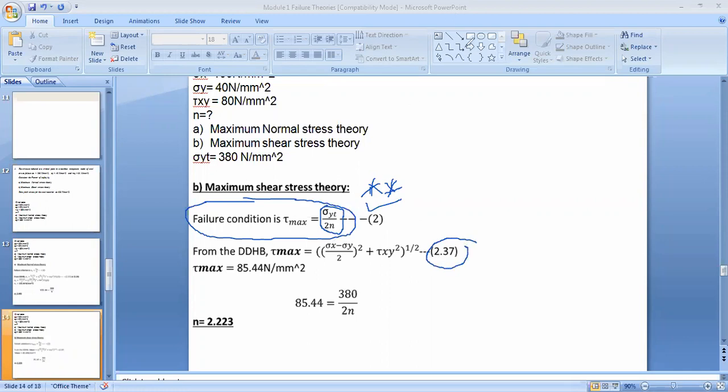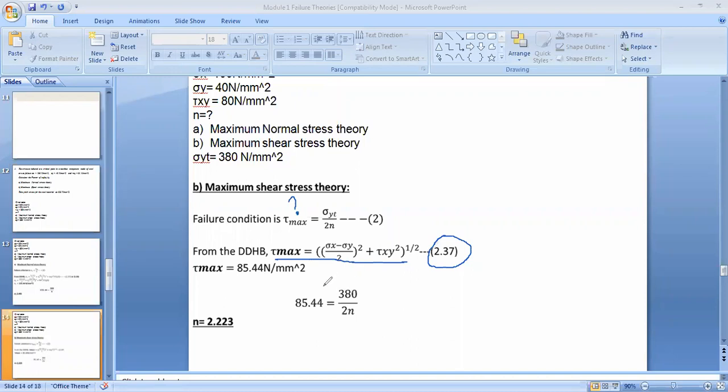Now in this, I want to calculate the factor of safety n. I should know what tau max is. What is the tau max? From the design data handbook, equation number 2.37, tau max is equal to the square root of (sigma x minus sigma y by 2) whole squared plus tau xy squared, whole to the power of 1 by 2.